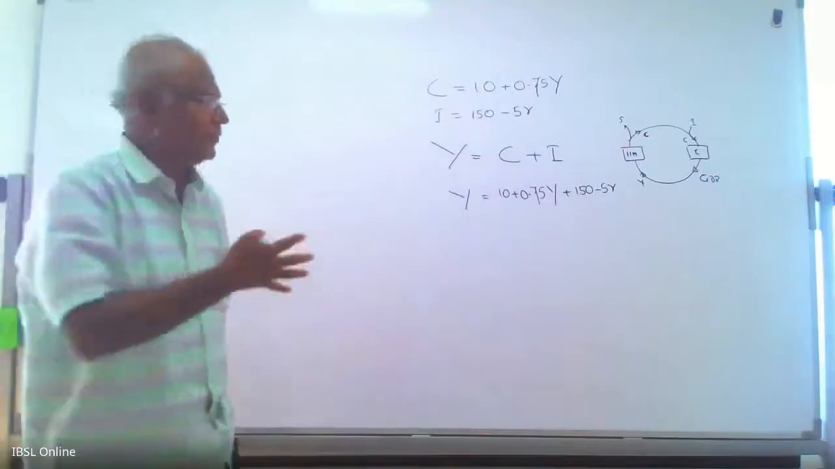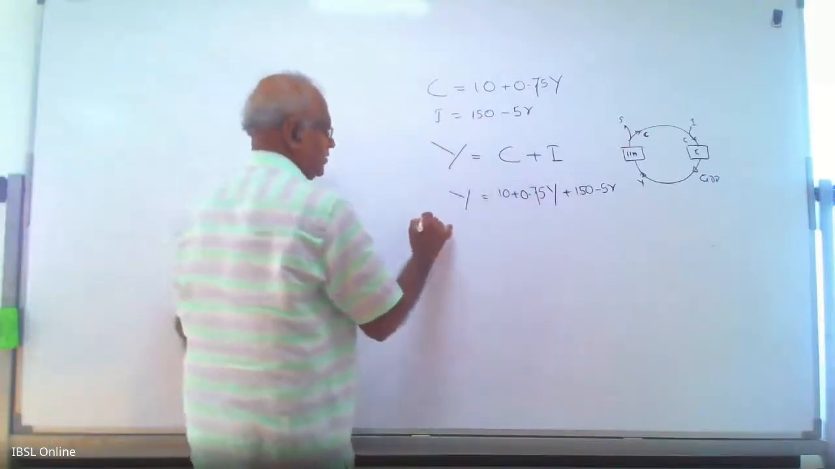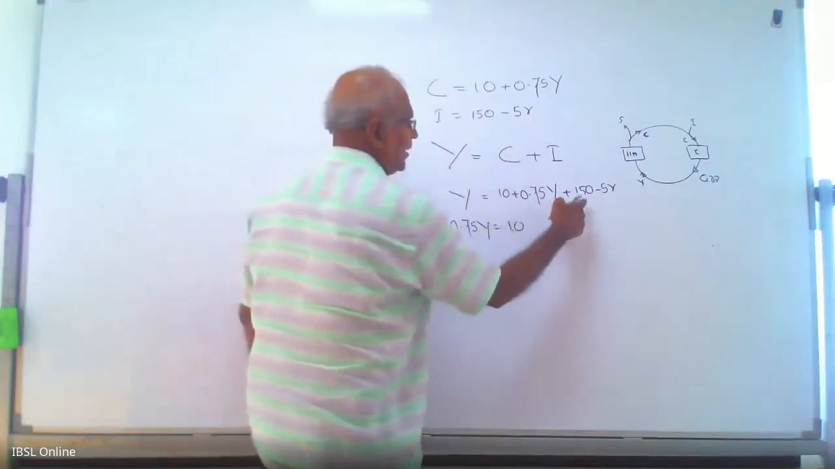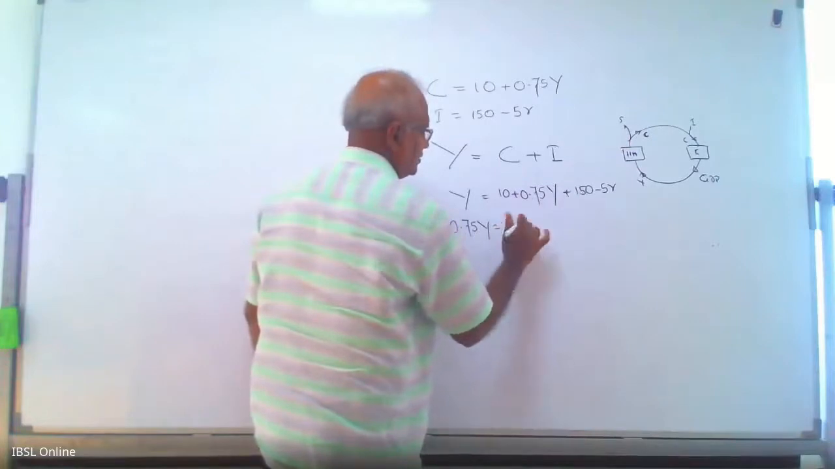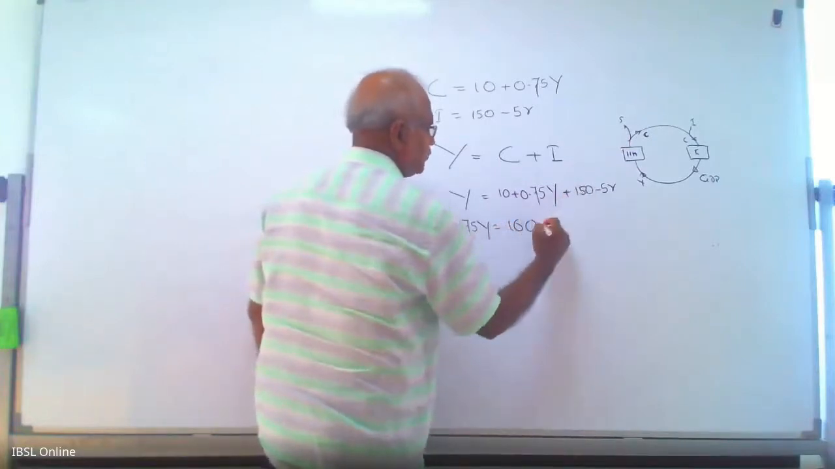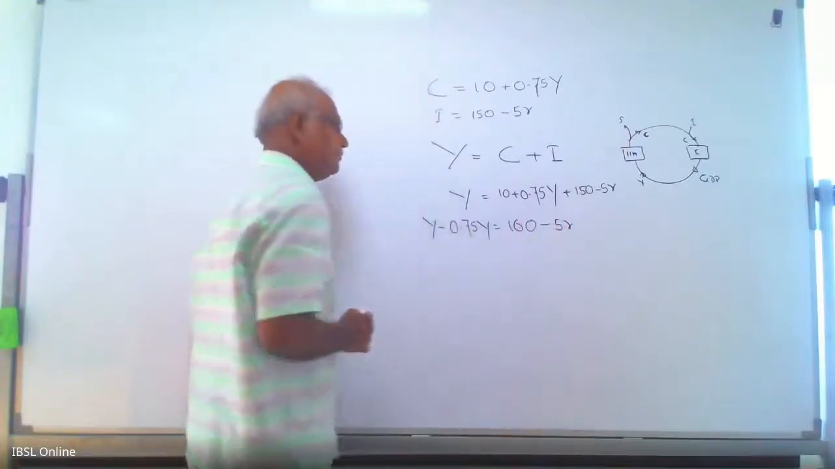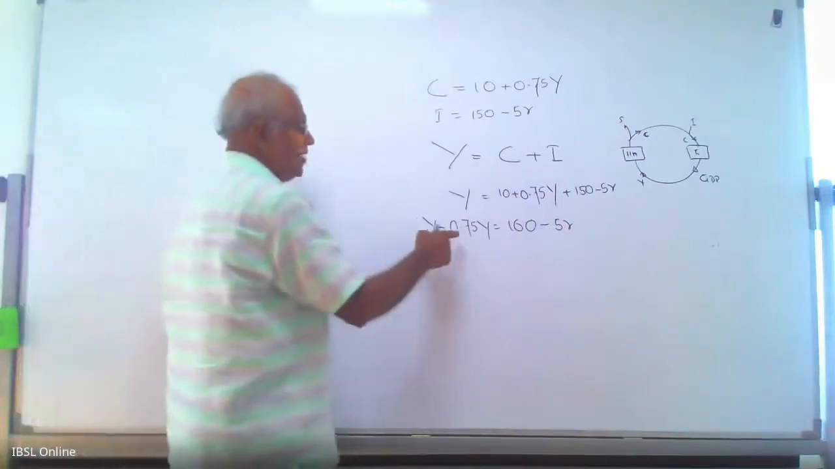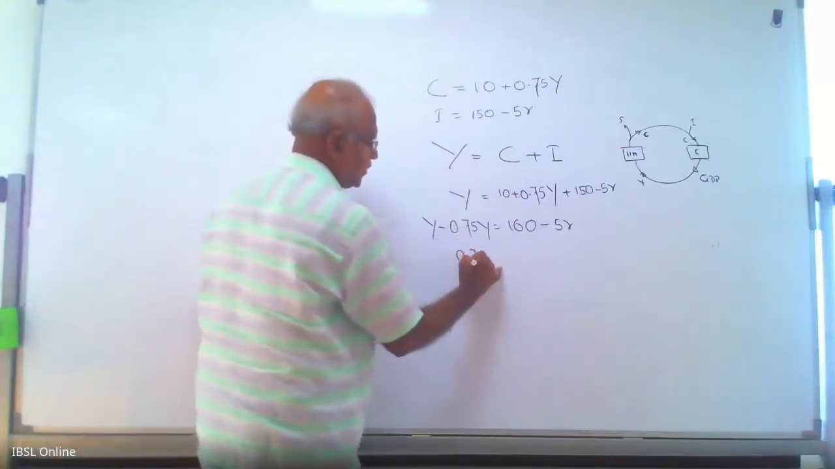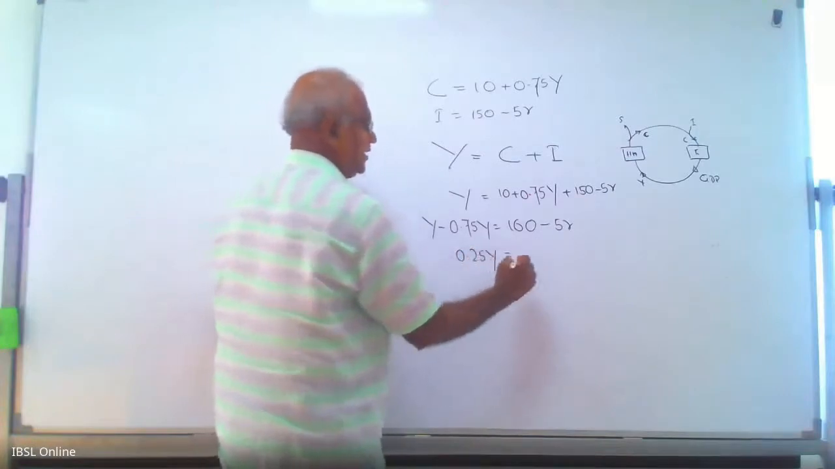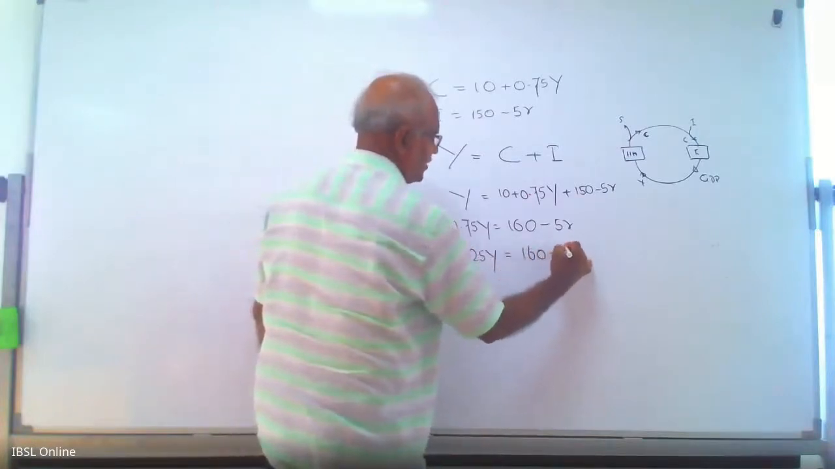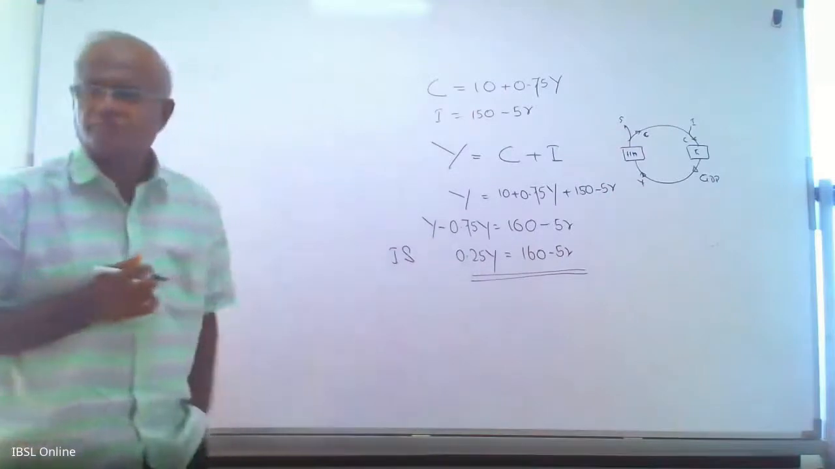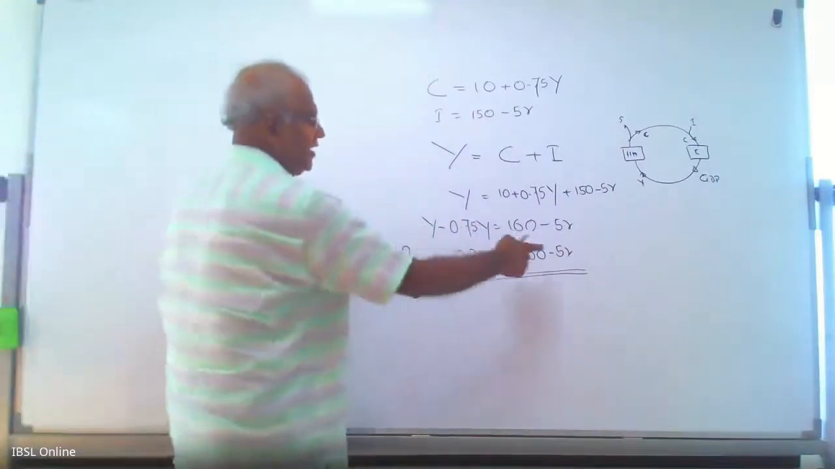Now what do we do? We take 0.75y to the left hand side. Y minus 0.75y equals 10. 10 plus 150 is 160, 160 minus 5r. Right? Y minus 0.75y is 0.25y equals 160 minus 5r. This is the IS curve. Negative relationship between R and Y.